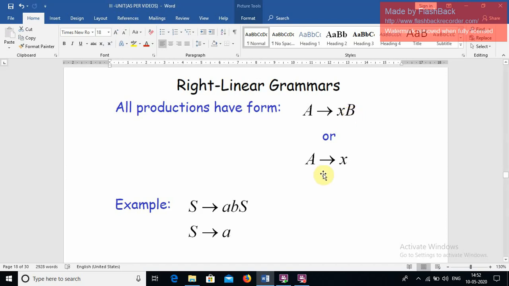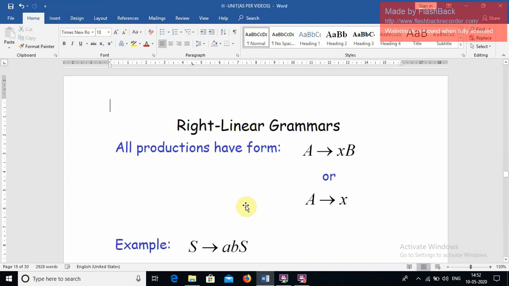Or else A to X, so no non-terminal. So this is an example. S to AB. B is a non-terminal on the RHS, only one non-terminal, at most one non-terminal, and it is present at the right side.